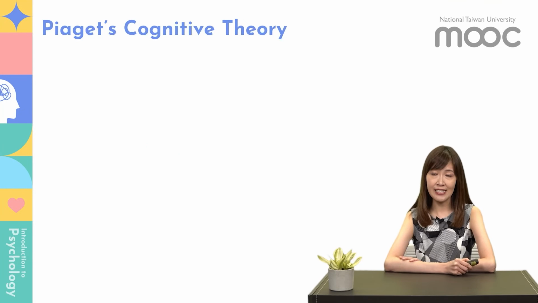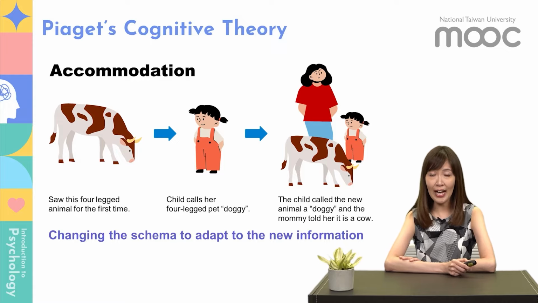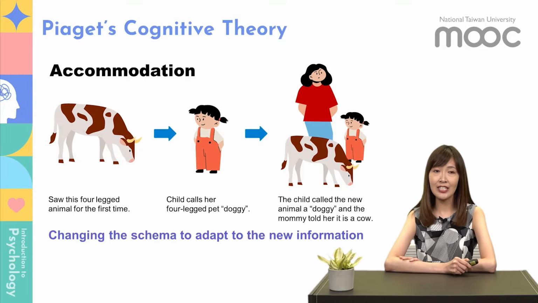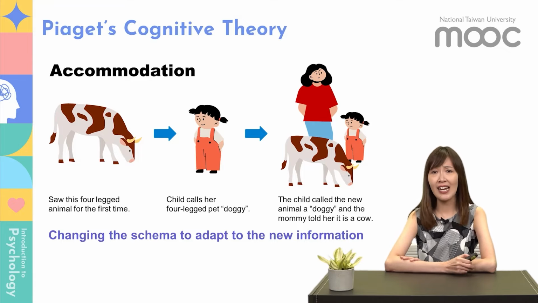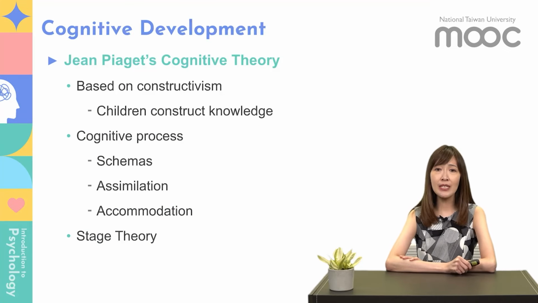While accommodation is different. Now you can see that there's a cow, and this is the first time that the little girl sees the cow. She remembers that she always calls her pet a doggy, so she calls this a doggy. And her mom would say, no, this is not a doggy, this is a cow. So now she has to change her schema to adapt to the new information, and this process is called accommodation. Piaget believed that children can use assimilation and accommodation to learn the things in their world. And this is an important process during this time when children are learning things.